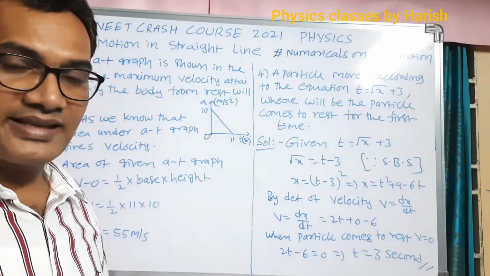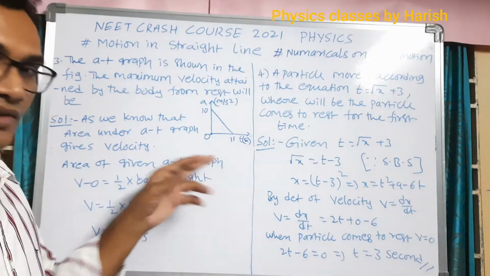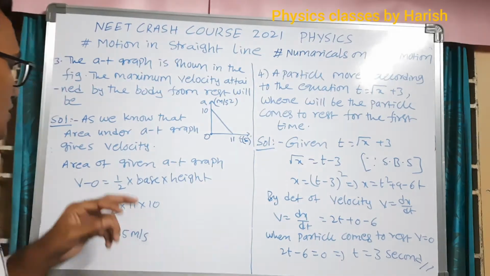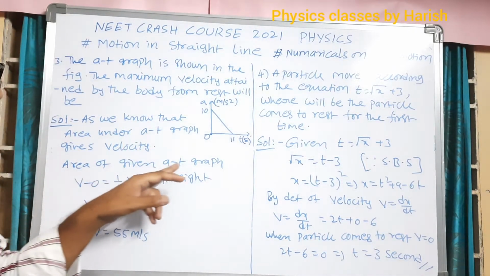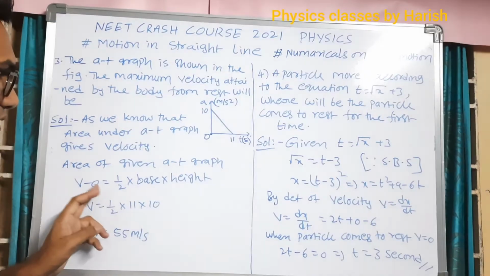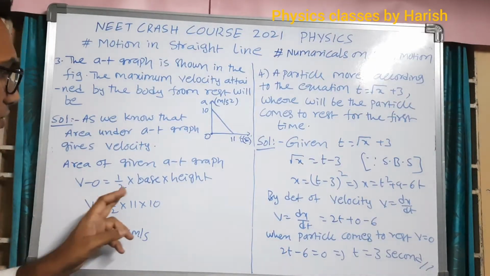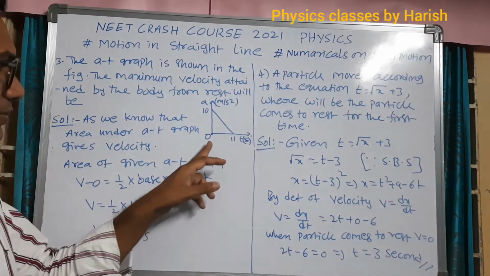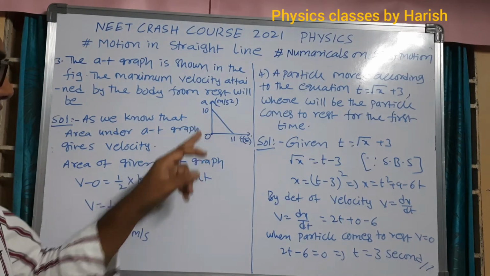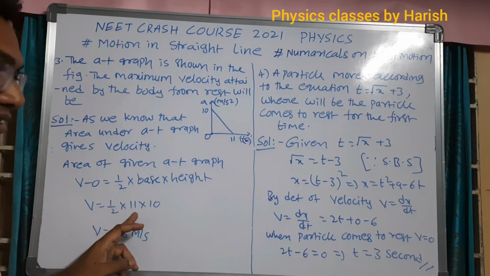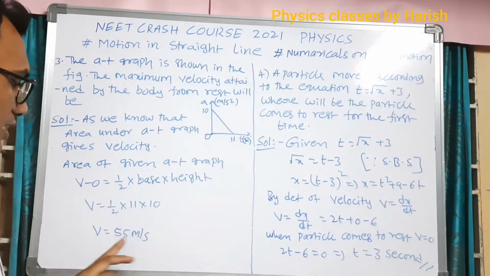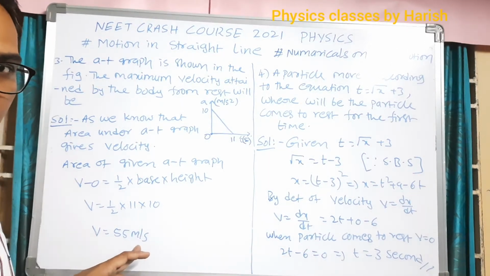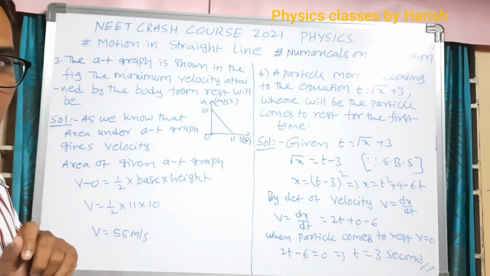So the area under this acceleration time graph gives the velocity. That is what we are going to find, that area will give the maximum velocity attained by the body if it starts from rest. Here initial velocity is 0 and final velocity is v, the maximum velocity. As we know, area of the triangle is half into base into height. Base is the time axis and height is the acceleration. So v is equal to half into 11 into 10, and then v is equal to 55 meter per second. So this is the maximum velocity attained by the body from the given acceleration time graph.